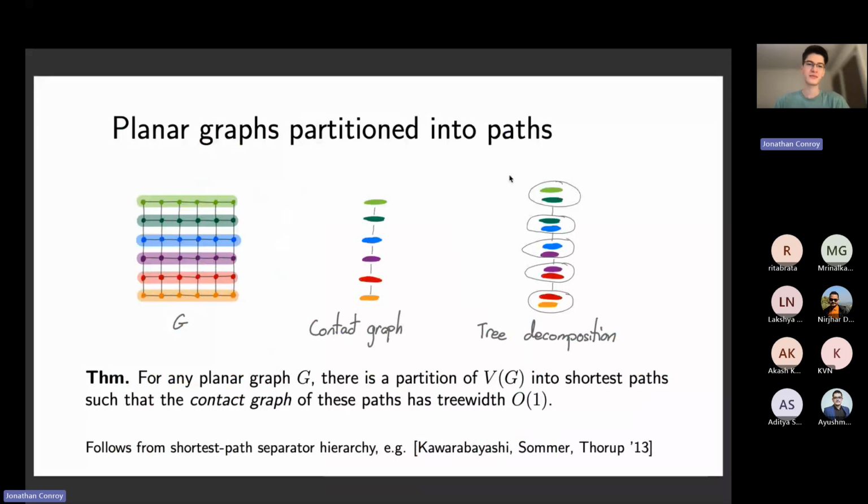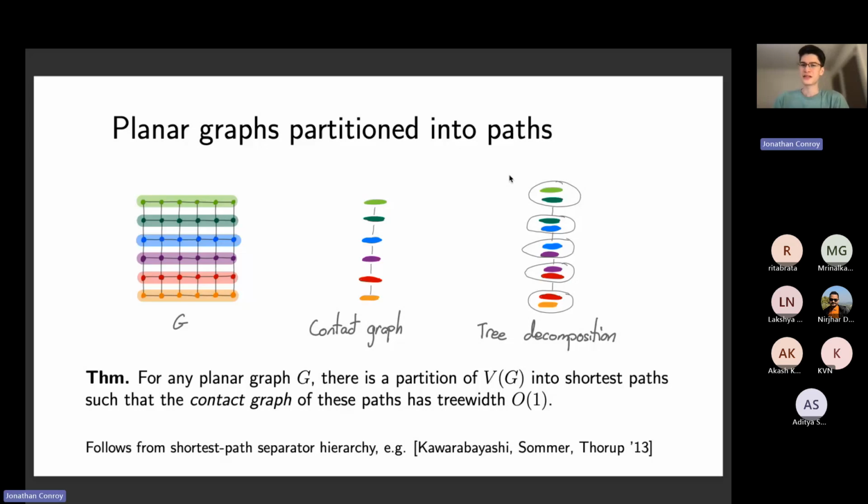So there's this general theorem where we can say for any planar graph, you can partition the vertices into shortest paths such that if you look at the contact graph of these paths, it has constant tree width. So in the grid case, our partition is just going to be, we take each row as a shortest path that we add to our decomposition. The contact graph is just this path. And so we have a simple tree decomposition.